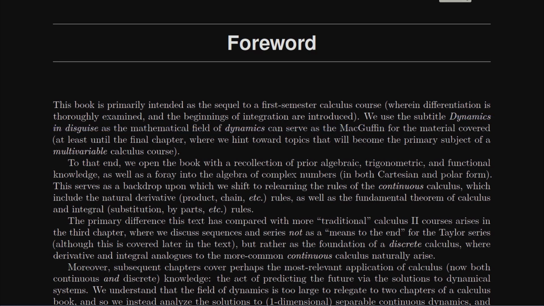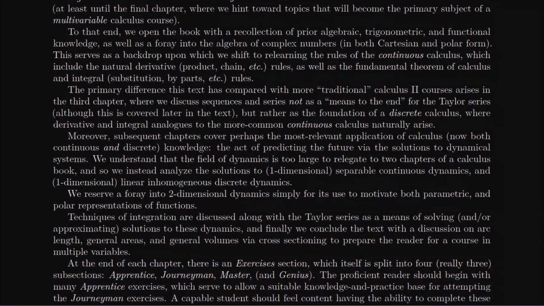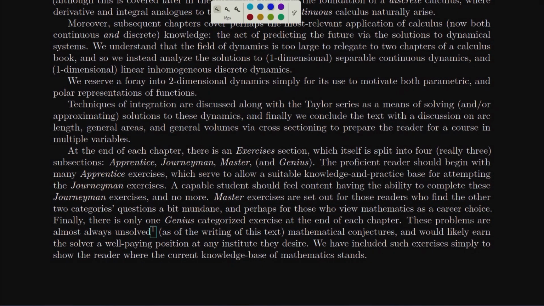Dynamics is really the way that we predict the future in mathematics. So that's where we use mathematics to predict the future. And we're going to get there eventually, and then we're going to finish out. It's going to give us an excuse to study some two-dimensional problems, and then we will finish out with techniques of integration and the Taylor series, which are very common topics included in a second semester calculus course. And then at the very end, we'll talk about arc length, general areas, and general volumes. Those three terms don't really work with dynamics as well, so we've saved them to the end, and they'll eventually show up. But they don't work with our MacGuffin, so great. So we're going to MacGuffin our way through dynamics until the very last chapter, and then we'll cover some other topics that are expected out of a calculus 2 course.